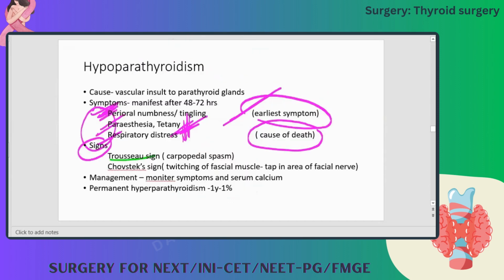And how to manage it? We monitor symptoms and serum calcium, and we supplement calcium. Permanent hypoparathyroidism is very rare, only 1%. Most of the times it will recover. But only in 1% of the patients they land into permanent hypoparathyroidism. Sorry, this is not hyper, it is hypo. So we have to give them lifelong calcium supplementation.